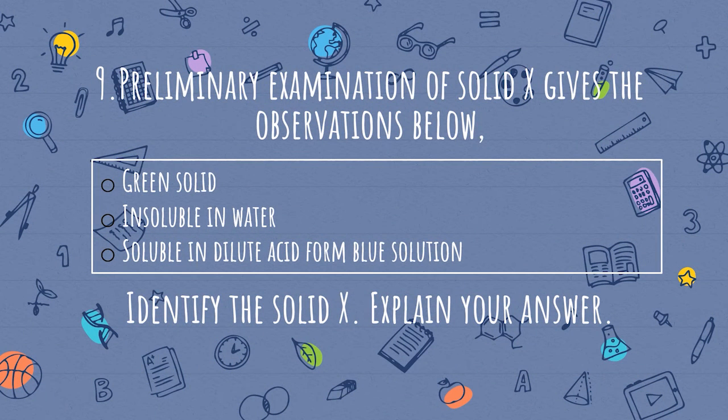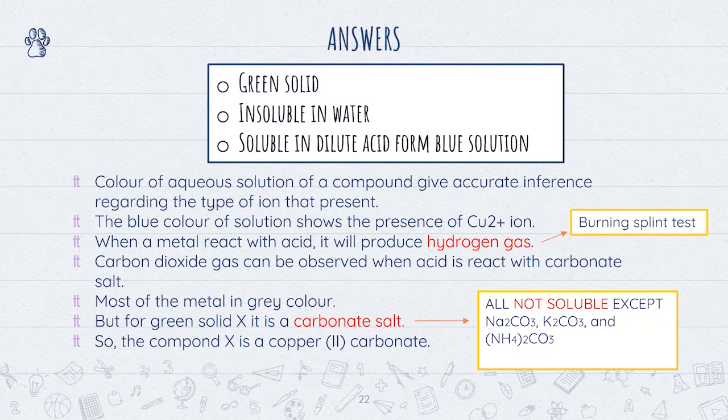For the last question, question 9. Preliminary examination of solid X gives the observations below. Green solid, insoluble in water, soluble in dilute acid to form a blue solution. Identify the solid X and explain your answer. From the question, these are the characteristics of compound X. It is a green solid, insoluble in water, and soluble in dilute acid to form a blue solution.